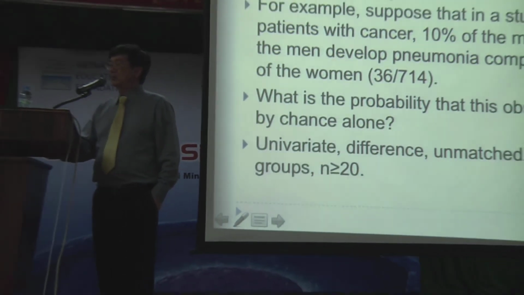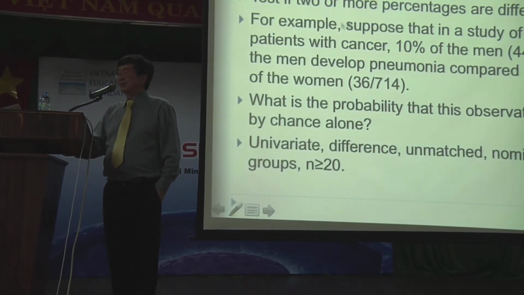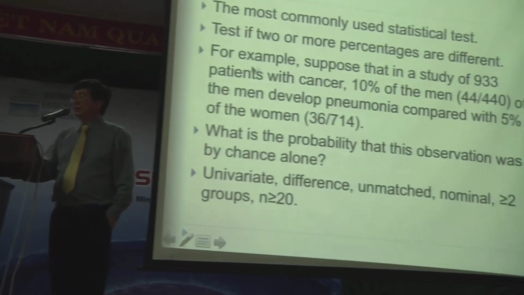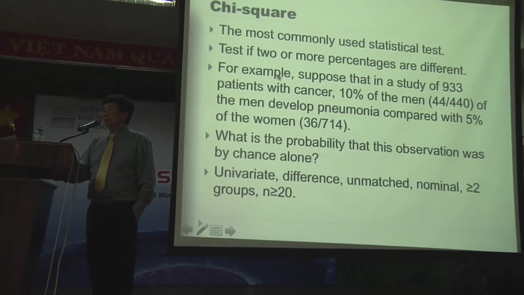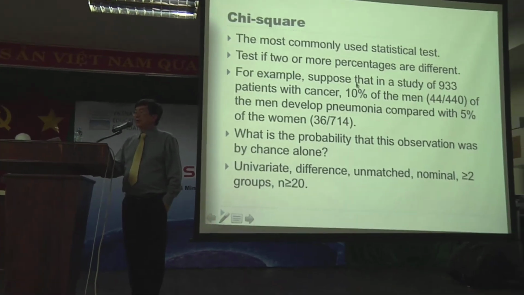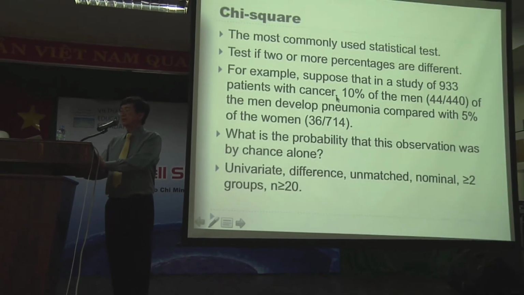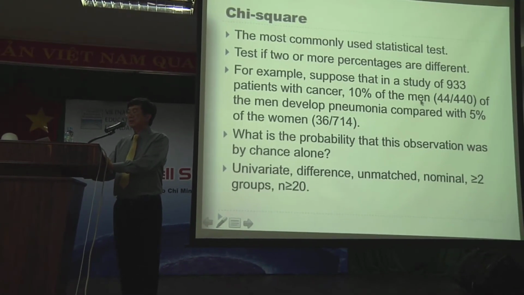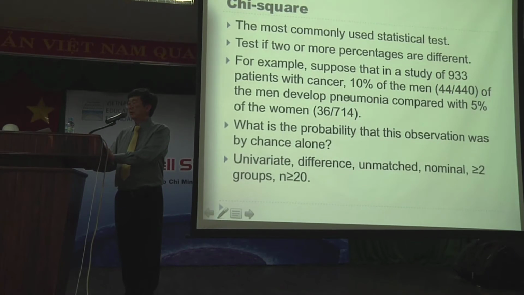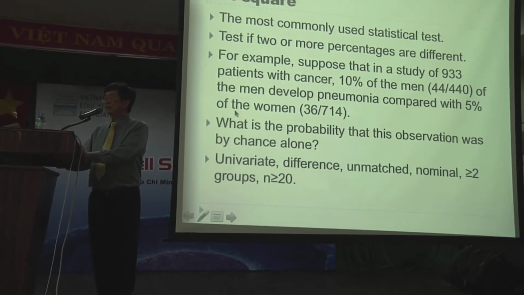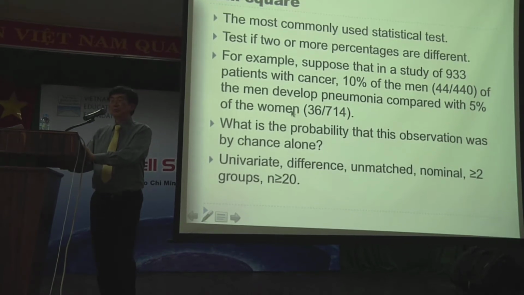Whether the two or more percentages are different. Now, it deals with percentages and ratios. So for example here, in a study of 933 patients with cancer, 10% of the men have pneumonia, compared with 5% of women with pneumonia.